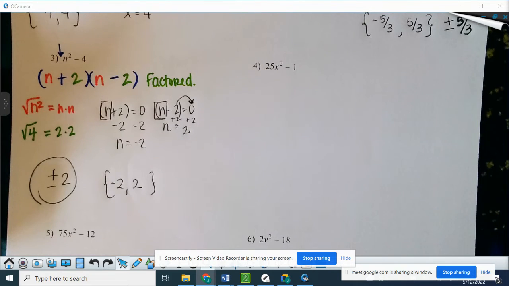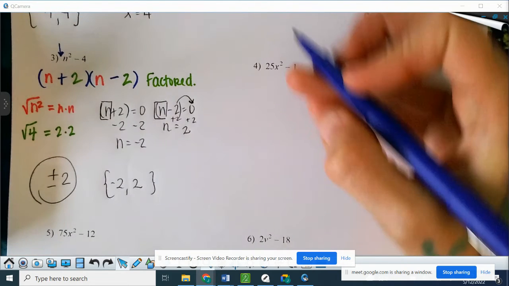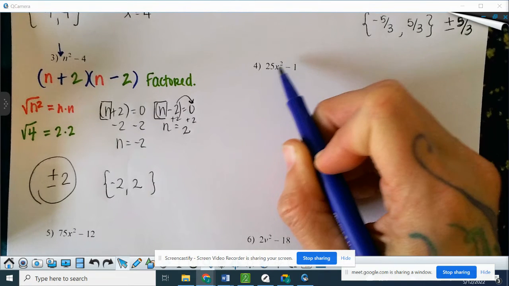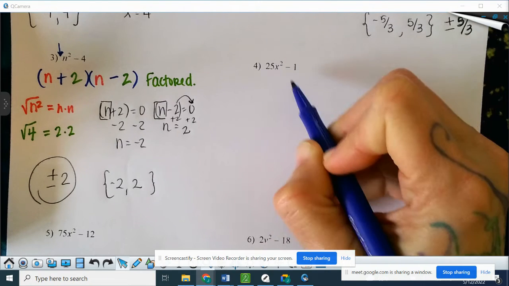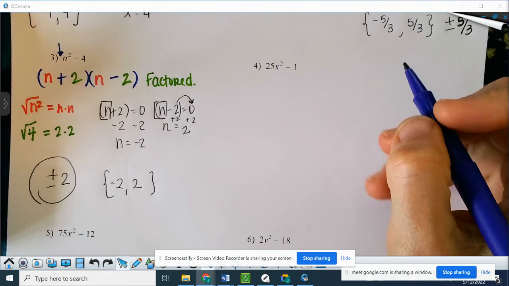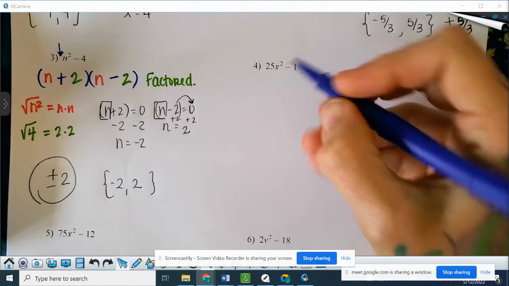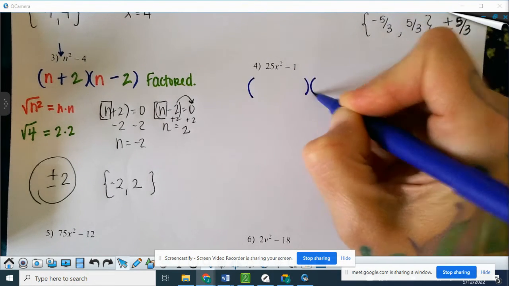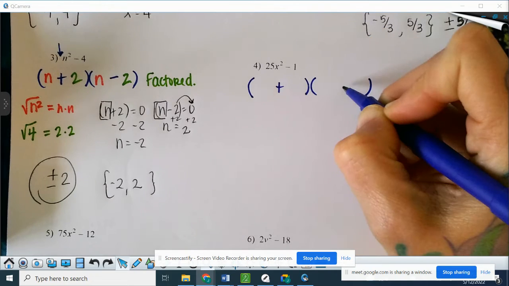All right, we're going to do one more. So number 4, it is a binomial. That's 2 terms. I can take the square root of 25. I can take the square root of 1 because 1 times 1 is 1. There's not a GCF, so I'm just going to open up 2 sets of parentheses. I put a plus and I put a minus.